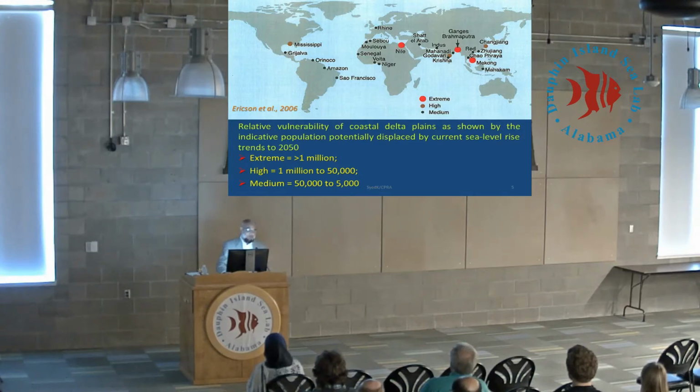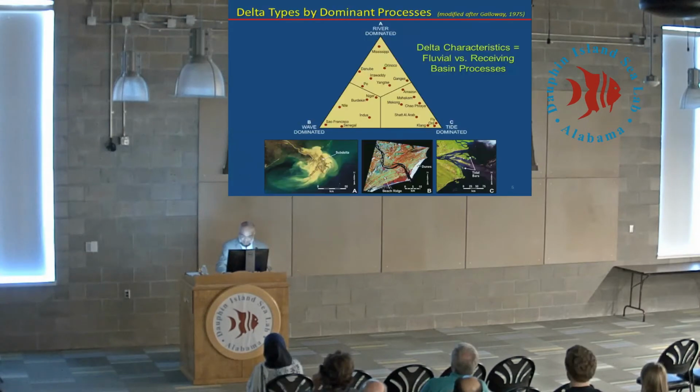They're heavily populated areas, believe me. For example, India's population is four times that of the United States, and the area is four times less than ours. So you can imagine the population density. And then high is 1 million to 50,000, and medium is 50,000 and below, just to give you a perspective. So the Mississippi comes under high vulnerability in the whole scheme of things.